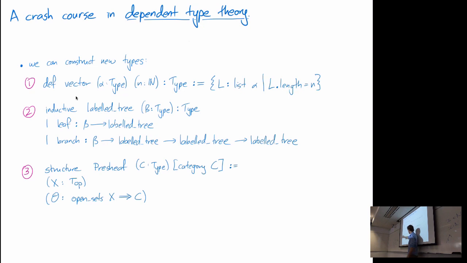And saying structure here is really just saying that it's a very simple sort of inductive type with a single constructor or whatever. Let's not worry about that exactly. The structure presheaf just means that presheaves are going to be parameterized by two things, C, some type, and the evidence that we're allowed to think of those C's as a category. And then a presheaf parameterized by C and a category structure on C will consist of two things, X, a topological space, and O, a functor from the open sets of X into our category.